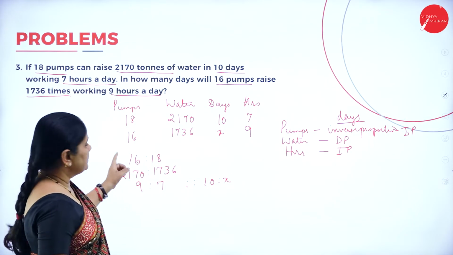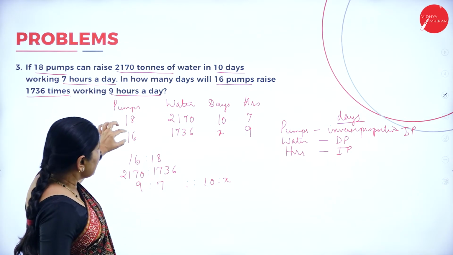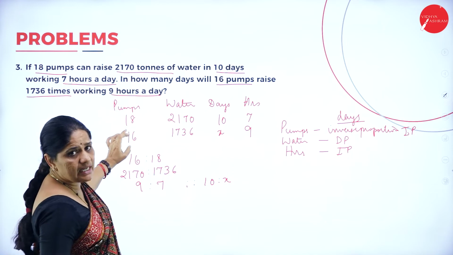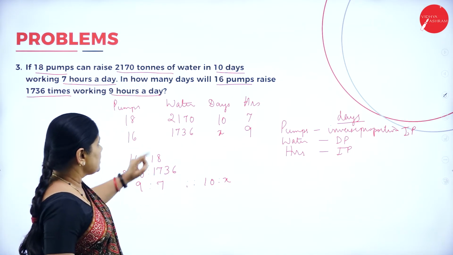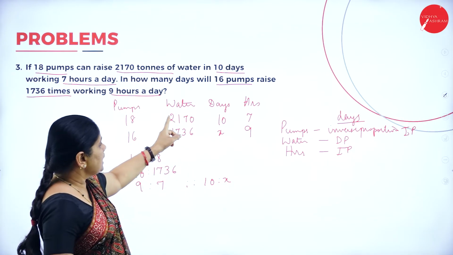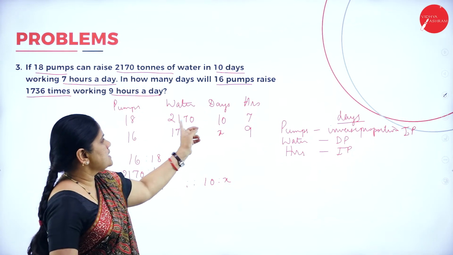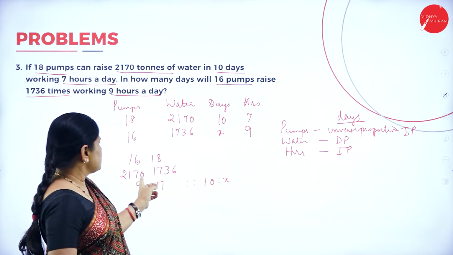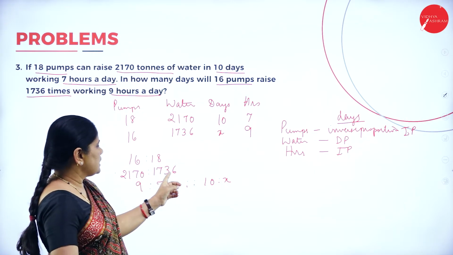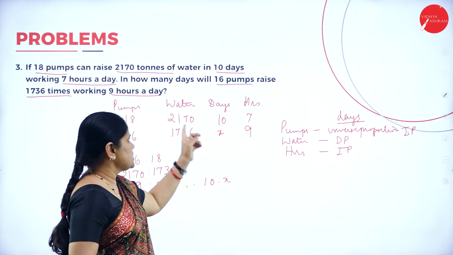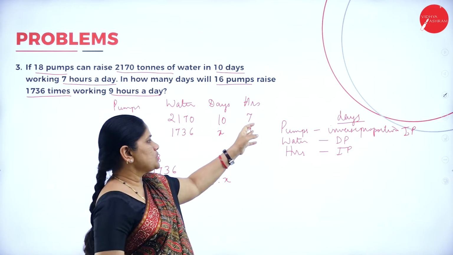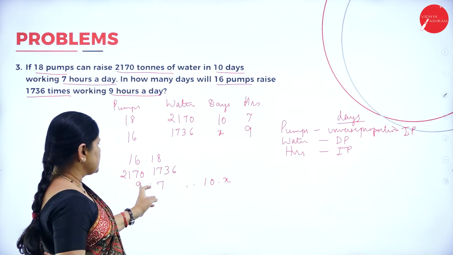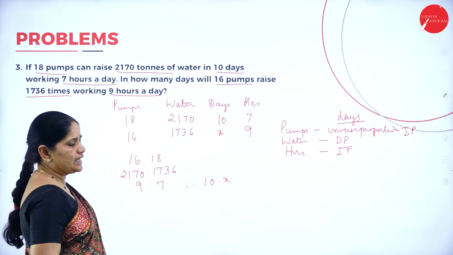See, this is in inverse proportion. When it is in inverse proportion, I write the second number first and then the first number. When it is direct proportion, I write it in the same way as the days: 2170 is to 1736, here also 10 is to x. So this is in the same proportion, whereas in inverse proportion, I write this number first and then the beginning number.